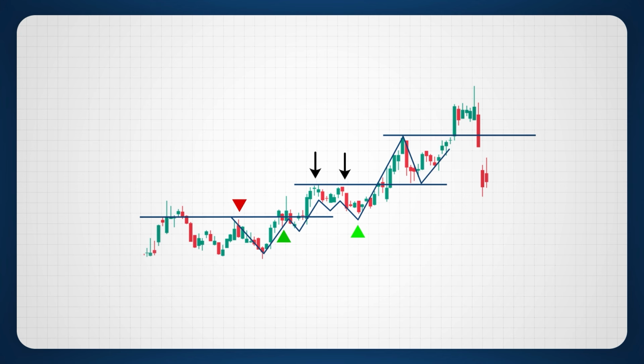So you have a double level, if you will, of resistance where it's been tested two times and fell back. But it's right at this area right here where you get the breakout. Now remember, you usually see an increase in volume on this breakout as the swing traders and even day traders make their move to capture that momentum to the upside.